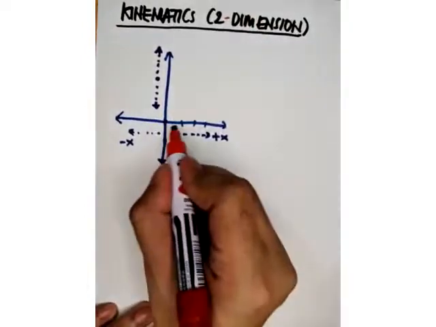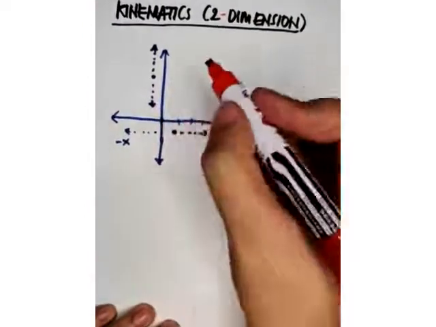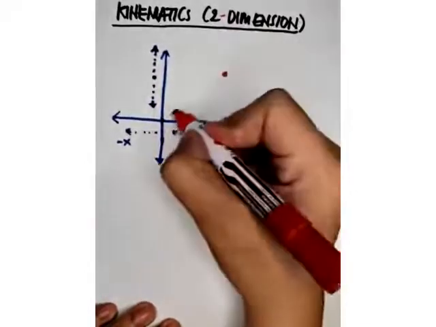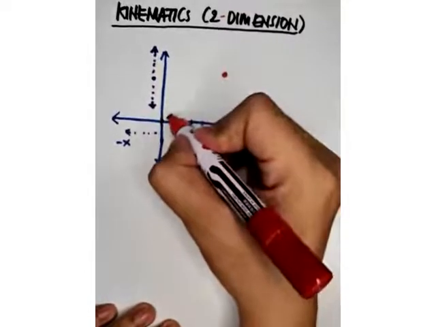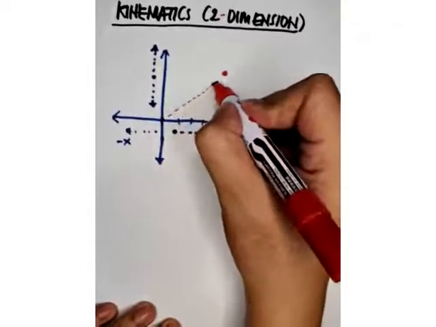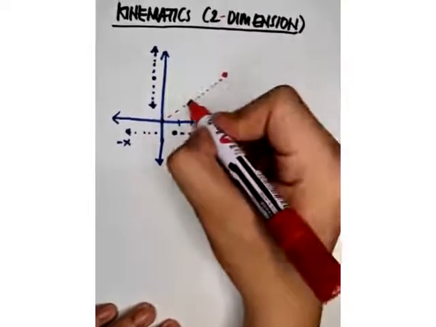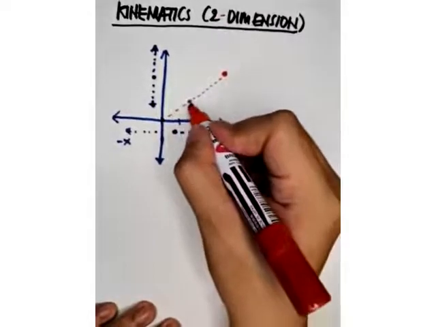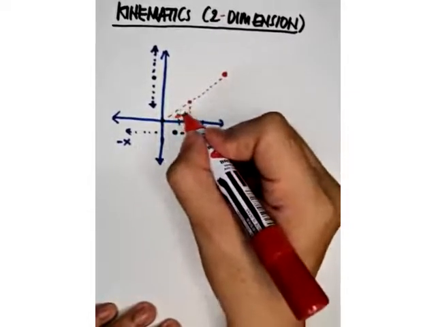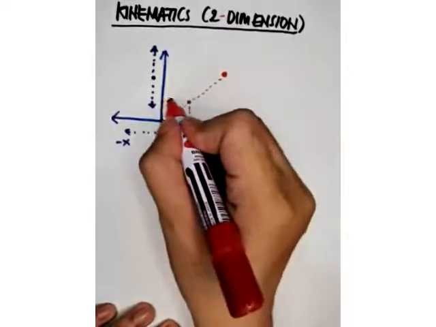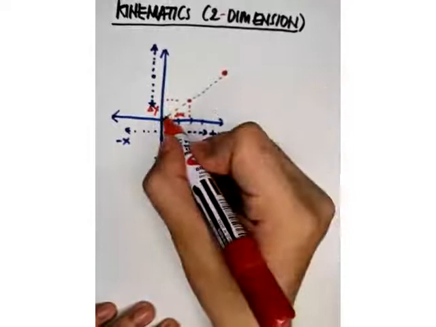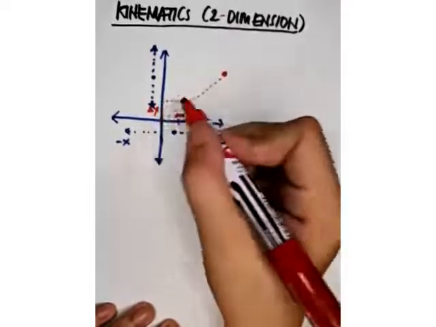Nag-move na siya along x, at the same time, nag-move pa siya along y. So halimbawa, yung particle natin from here, nag-move siya dito. If we get the displacement, displacement is this one. So pagdating niya dito, the object in reference to the x and y plane has moved in this direction, and at the same time, nag-move siya in this dimension.